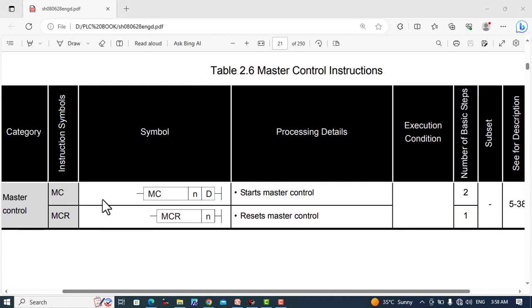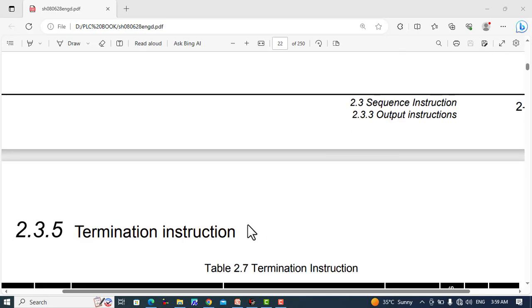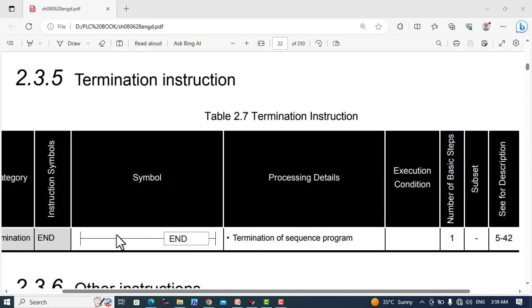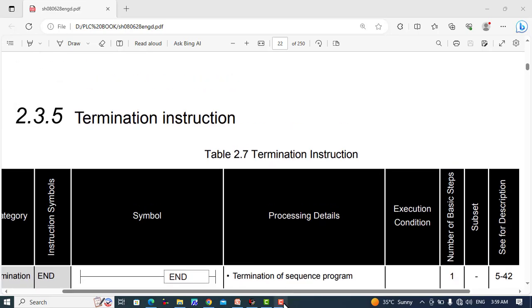Master control, MC starts master control, and MCR is the reset of the master control. So these are the very valuable instructions. This is END, which is used at the end of a ladder logic program, termination of the sequence program. So these are the very useful instructions that we need to learn for the programming of a Mitsubishi PLC. Thank you so much for watching.